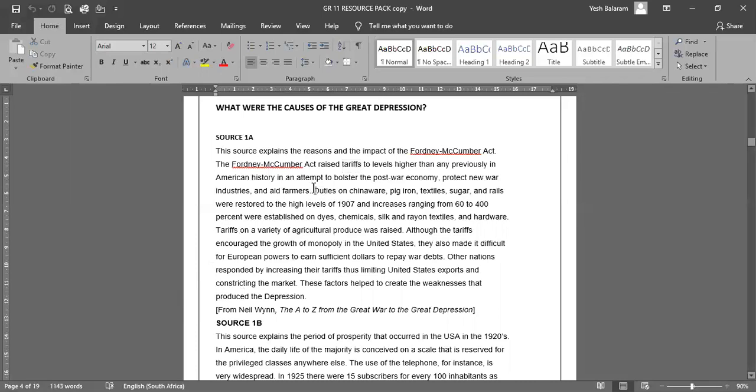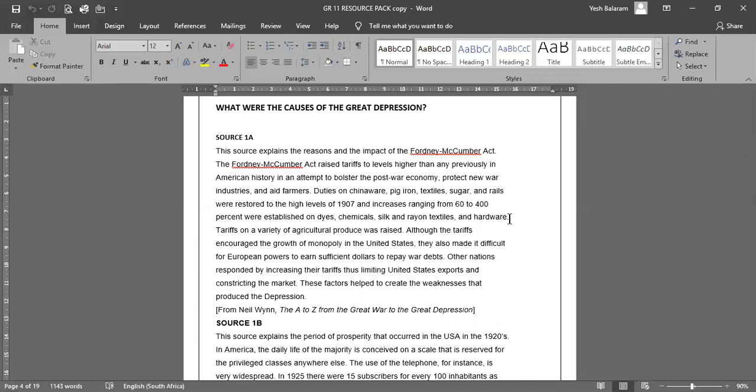Duties on Chinaware, pig iron, textiles, sugar, and rails were restored to the high levels of 1907, and increases ranging from 60 to 400% were established on dyes, chemicals, silk and rayon textiles, and hardware. Tariffs on a variety of agricultural produce were also raised.